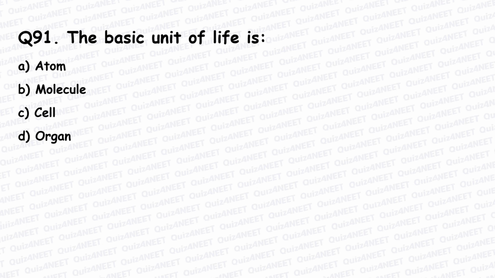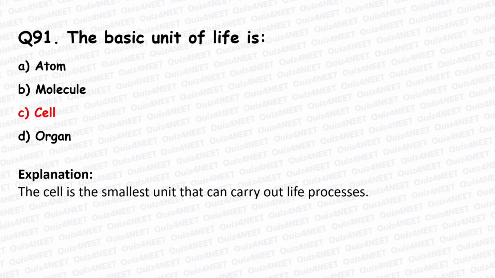A, atom, B, molecule, C, cell, D, organ. Answer: C, cell. Explanation: the cell is the smallest unit that can carry out life processes.